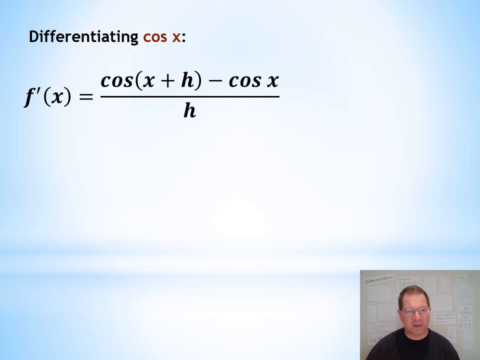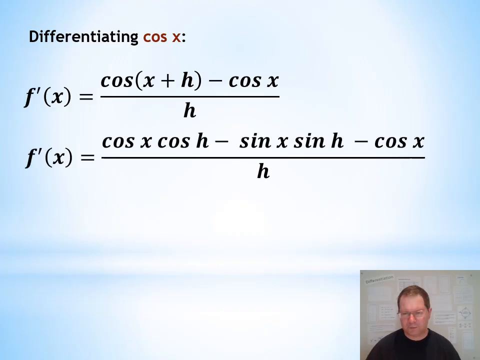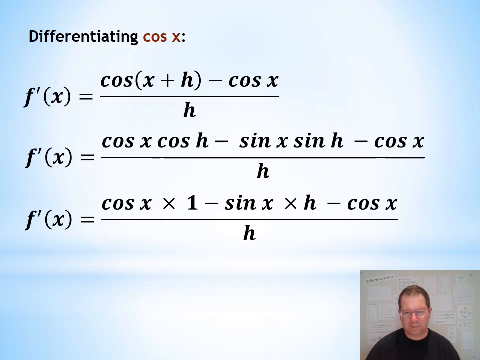We can do exactly the same thing for cos x. So f of x plus h would be cos of x plus h. We'll have minus cos x all divided by h. So cos of a plus b is cos a cos b minus sine a sine b. So here we'll have cos of x plus h is equal to cos x cos h minus sine x sine h. And again, using our small angle approximations, cos h is roughly 1, sine h is roughly h. So we can replace them with those.